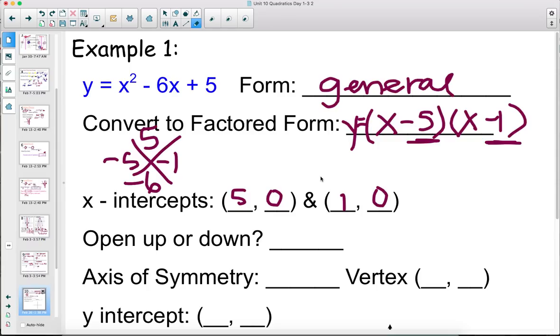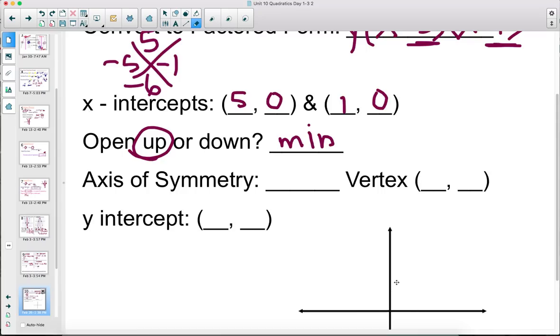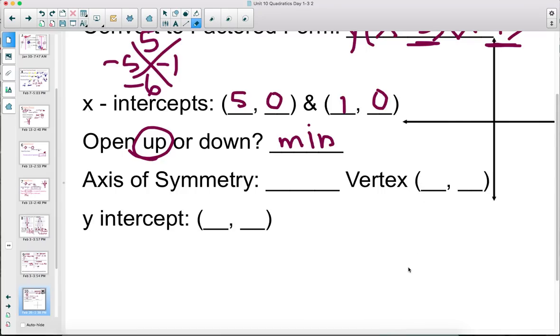It opens up because it's a positive in front, so that means, and when it opens up, remember, it is a minimum, it's a low point. The axis of symmetry is in the middle, so I'm going to move my sketch over here. Hold on a second. Oh, come on. Move that over here so we can see it.